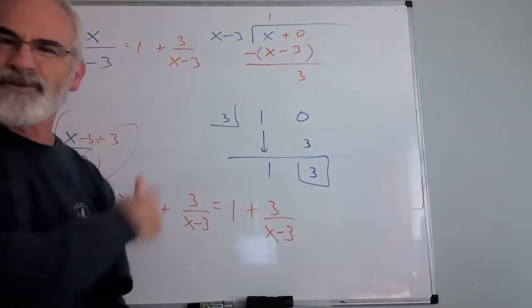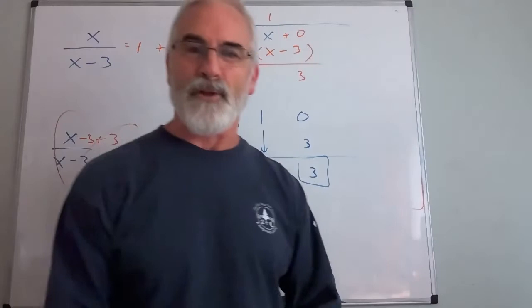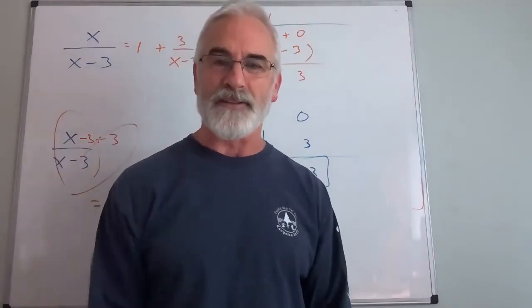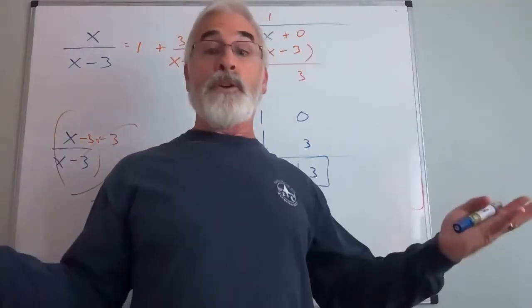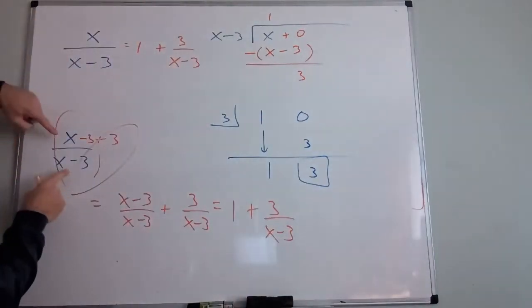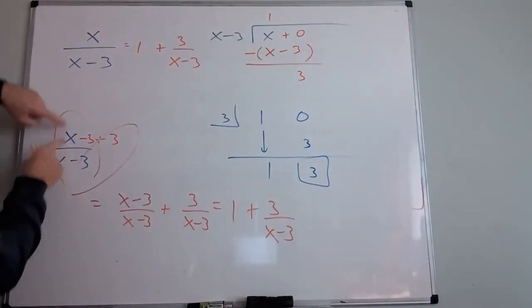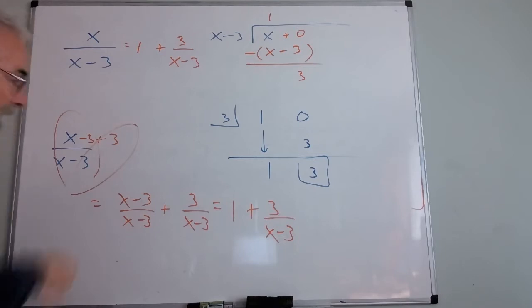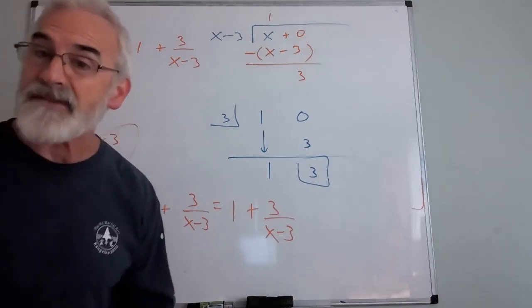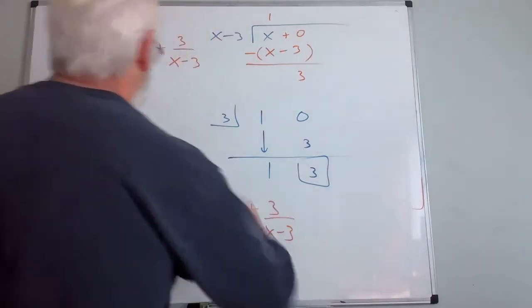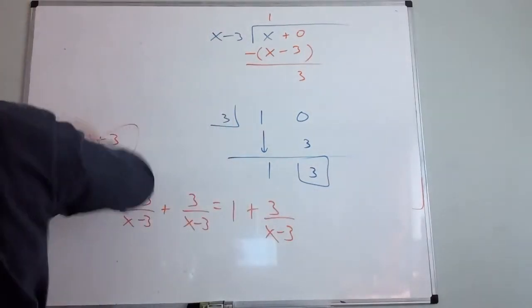This is what I do most of the time. I don't even bother with long or synthetic division. I just add and subtract the appropriate term in the numerator. How do I know what's the appropriate term? Well, if I got an x minus 3 in the numerator, then it would equal 1. So I did -3, not some other value. You never have to do this, but it can be ridiculously fast if I do.